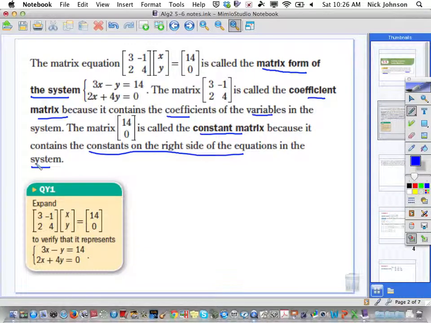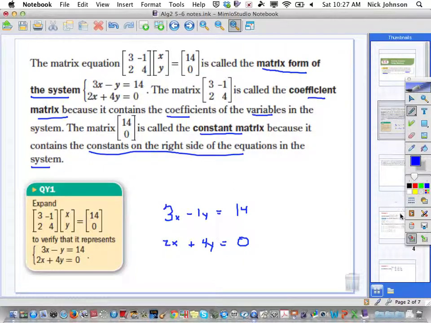Okay? What they want us to do is to verify that this represents this. Well, all you do is take row 1 times column 1. So 3 times x is 3x. -1 times y is -1y. Equals my top number, which is 14. Now, on the bottom, 2 times x is 2x, and 4 times y is 4y, and that all equals 0. So we just undid this to verify that that does show the same meaning.